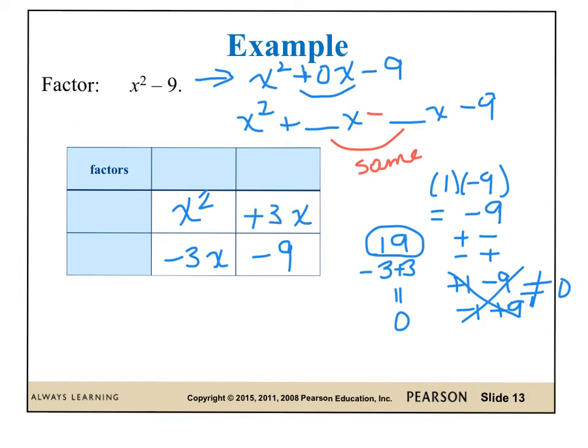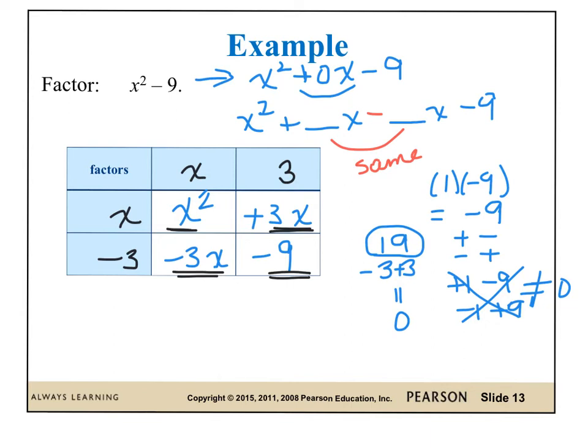And so your greatest common factor method is ready to work. Between x squared and 3x, we have x. Between negative 3x and negative 9, both of those are negative, so there's a negative 3. And between x squared and negative 3x, we have x. And between negative 9 and positive 3, we have 3.